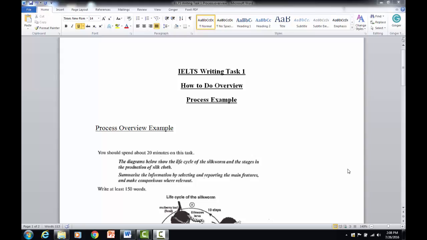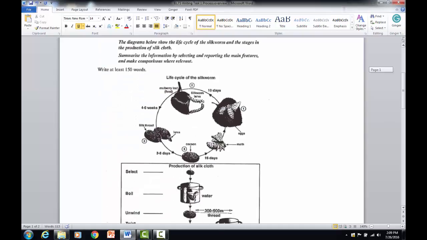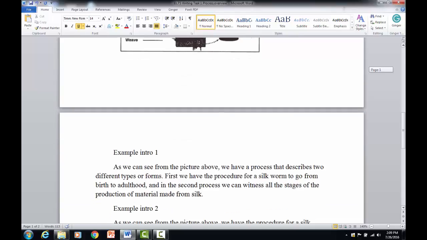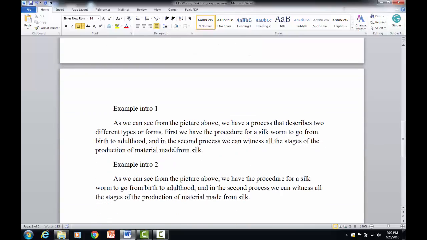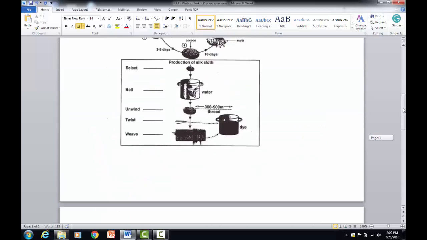All right, so now let's move on and look at the examples of how to do the overview for a process example. And then we can go ahead and move forward with doing an overview for a process. So we already did the introduction here, right? We did 2 examples of the introduction for how to be able to do an introduction for a process.